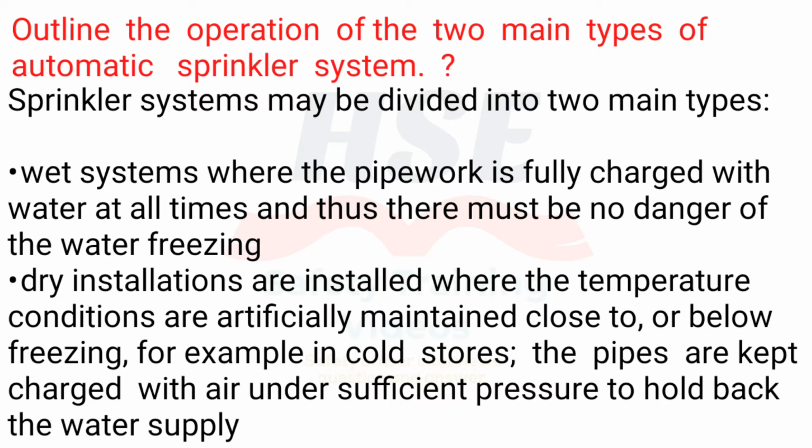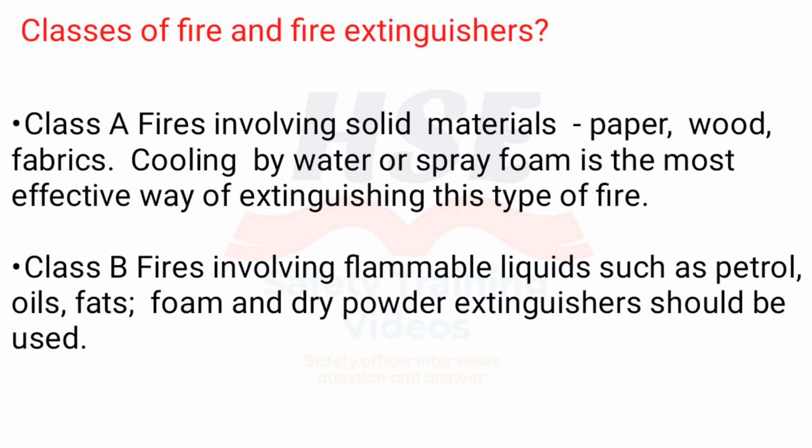Outline the operation of the two main types of automatic sprinkler system. Sprinkler systems may be divided into two main types. Wet systems, where the pipework is fully charged with water at all times and thus there must be no danger of the water freezing. Dry installations are installed where the temperature conditions are artificially maintained close to or below freezing, for example, in cold stores. The pipes are kept charged with air under sufficient pressure to hold back the water supply.